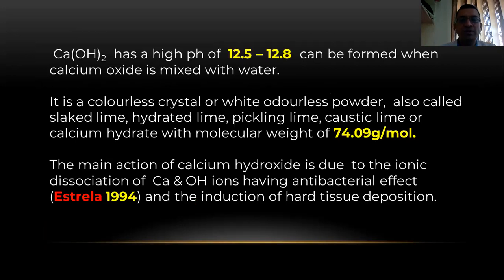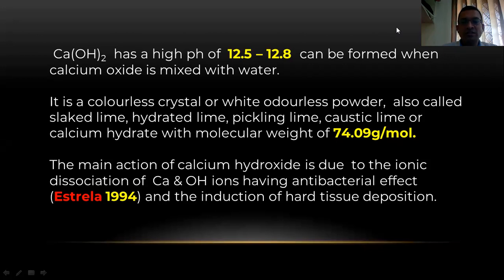Calcium hydroxide has a high pH of 12.5 to 12.8 and can be formed when calcium oxide is mixed with water. It is a colorless crystal or white odorless powder, also called slaked lime, hydrated lime, pickling lime, caustic lime, or calcium hydrate, with a molecular weight of 74.09 gram per mole.